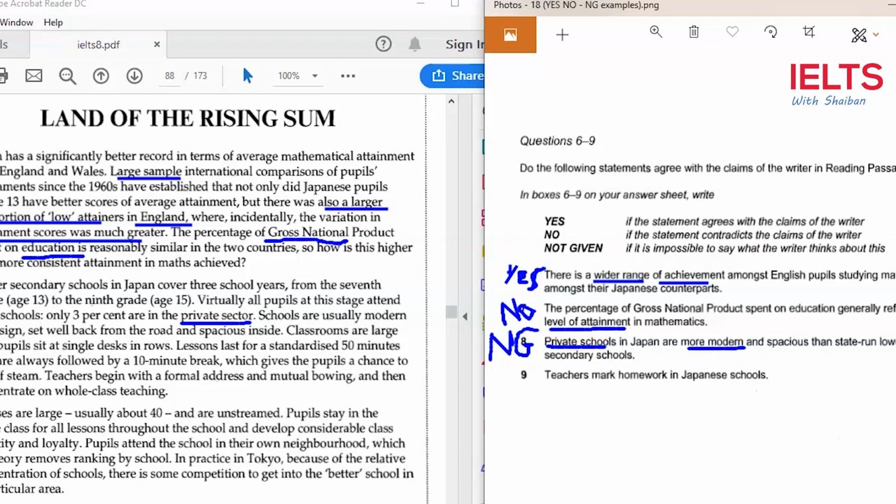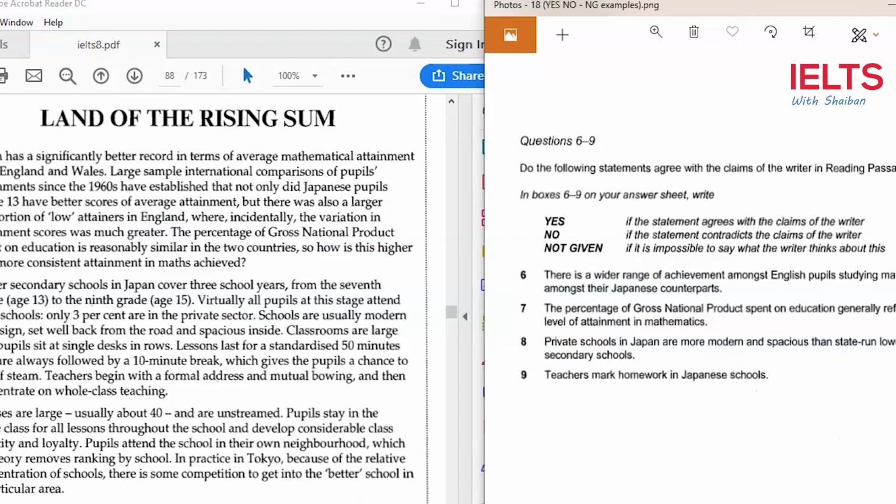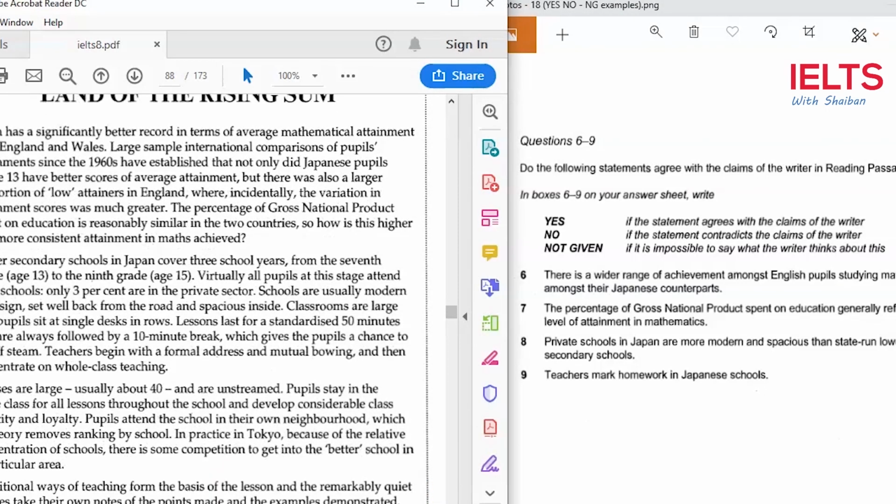Now, teachers mark homework in Japanese schools. So now we have to go again to, as I said, question 6 is yes, question 7 is no, question 8 is not given, question 9, we will check it now. So he said, teachers mark homework in Japanese schools. So I need teachers and I need the word homework. So let's scroll the passage a bit. Just scroll it down to find the homework.